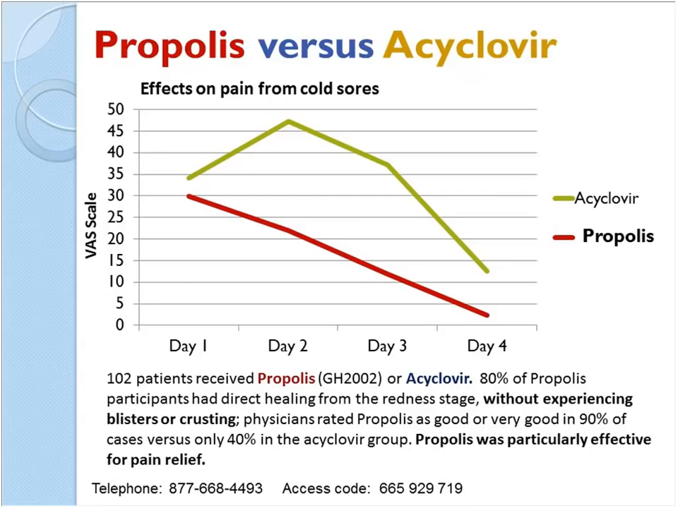So what this means is that in the propolis group, 80% of the participants went from redness, and because you generally get a redness and a tingling before the blister erupts, they went from redness to healing without experiencing what they call the full encrustation stage. So they did not experience the blisters encrusting.